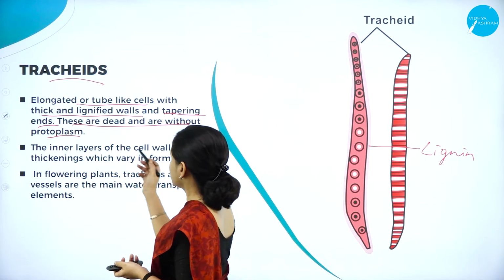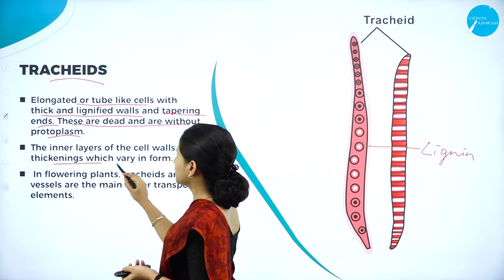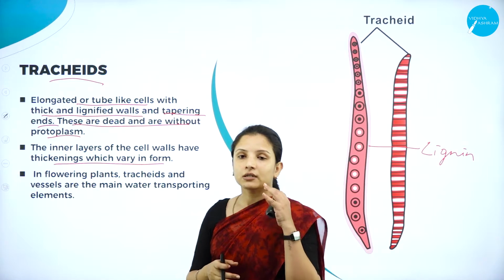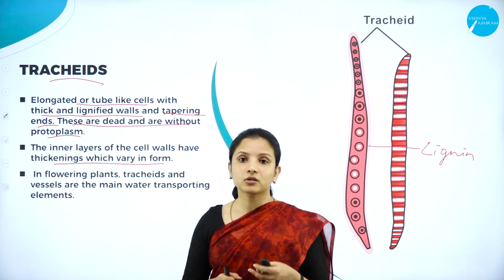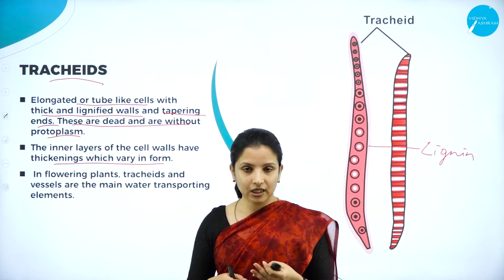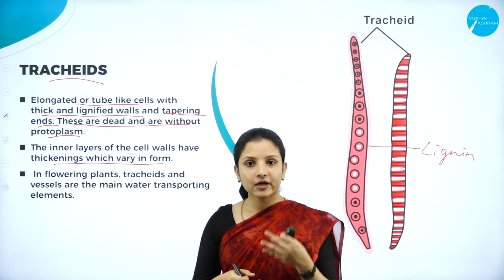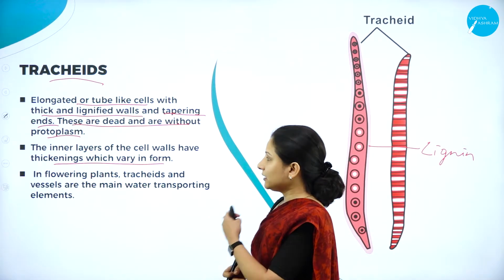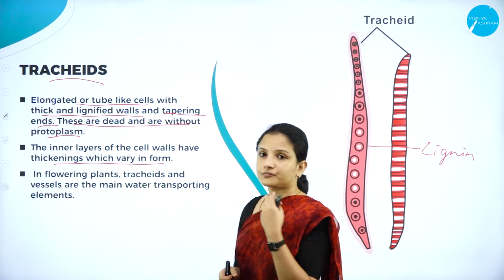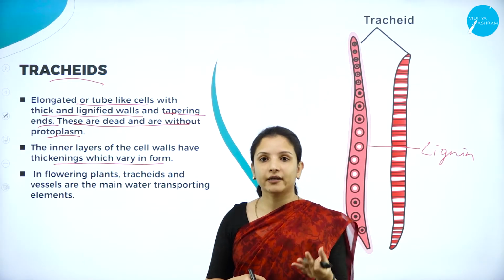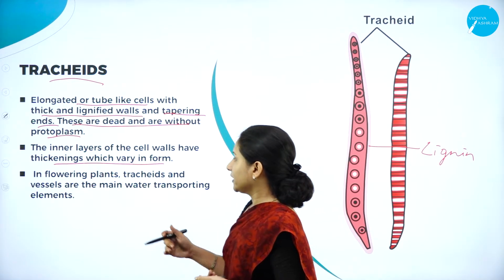And the inner layers of the cell walls have thickenings which vary in form. So apart from having an outer layer, it also has an inner layer. The outer layer is made up of lignin. That is why it is called lignified walls. And the inner layer also has some thickenings. These thickenings vary in shape and size, or vary in form.